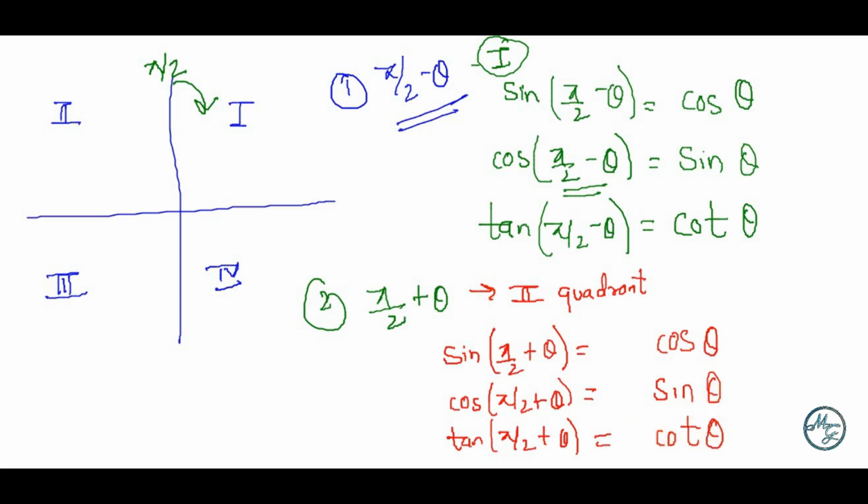Now in the second quadrant, what is positive? Sine and cosec. Sine is positive, so sine(pi by 2 plus theta) will remain positive. Others will be negative. So cos(pi by 2 plus theta) will be minus sine theta and tan(pi by 2 plus theta) will be minus cot theta.